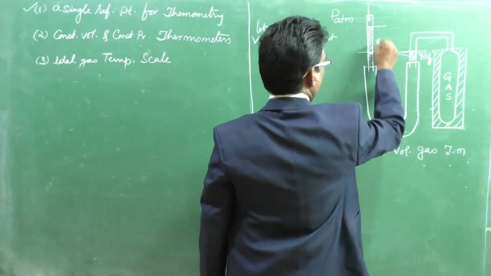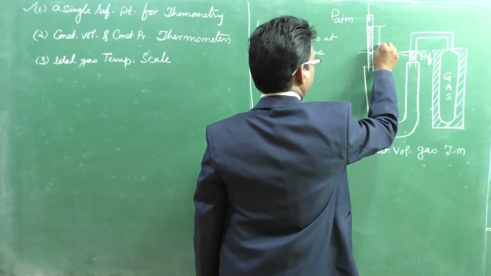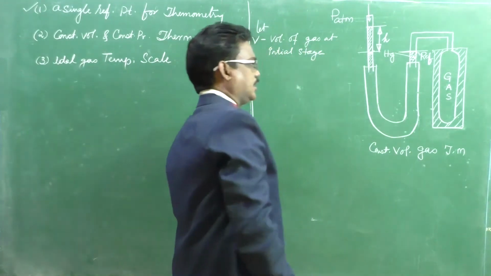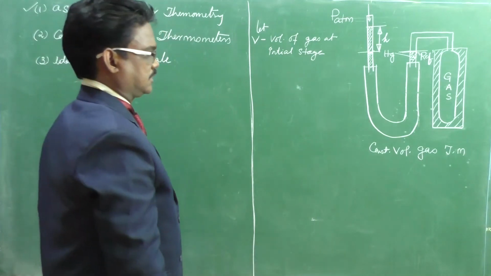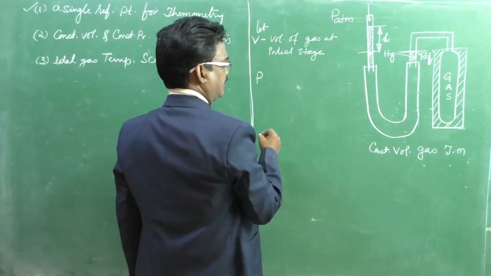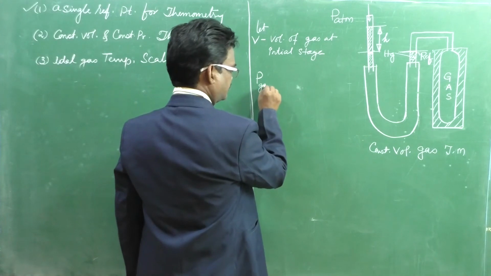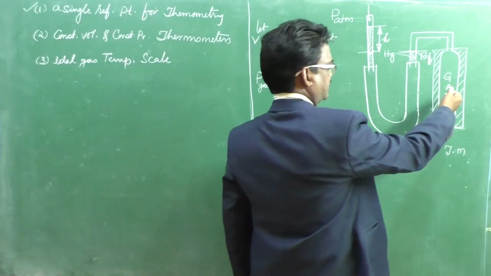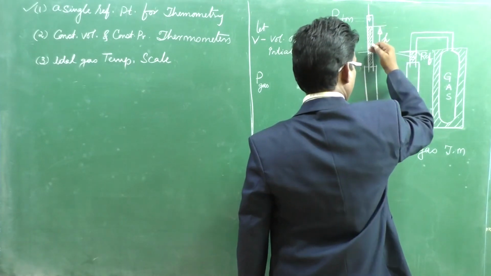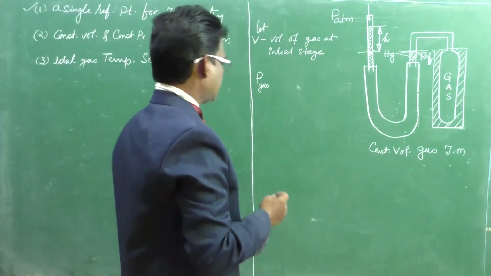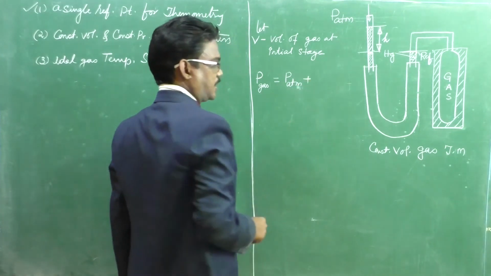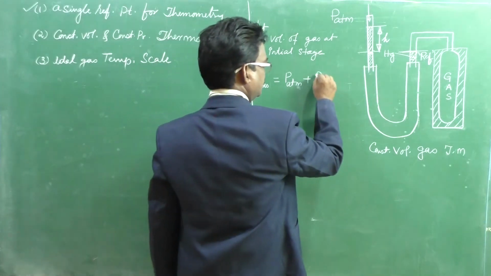Okay, and the height of mercury in the left limb, let it be H. Then write the equilibrium equation. Here, pressure in the right limb is the pressure of gas. On this side, the pressure of gas acts. On this side, atmospheric pressure plus this mercury pressure is equal to P atmospheric plus pressure due to mercury.